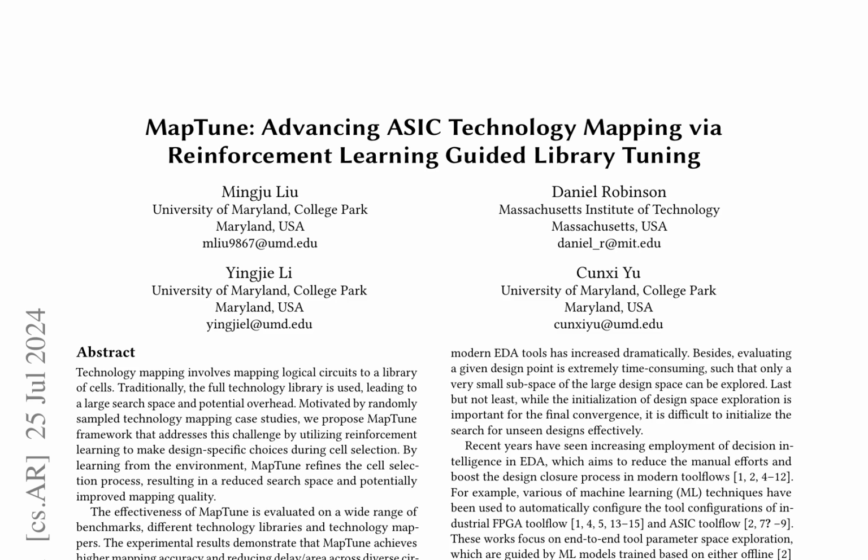To address this challenge, the authors propose MapTune, a novel framework that leverages reinforcement learning to refine the cell selection process during technology mapping. MapTune utilizes reinforcement learning to make design-specific choices during cell selection, learning from the environment to refine the cell selection process. This approach reduces the search space and potentially improves mapping quality.